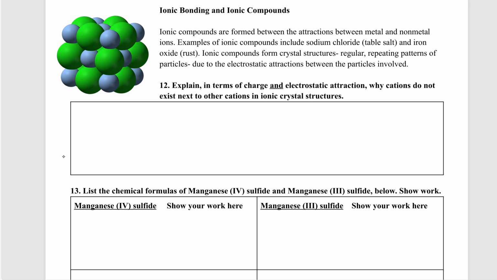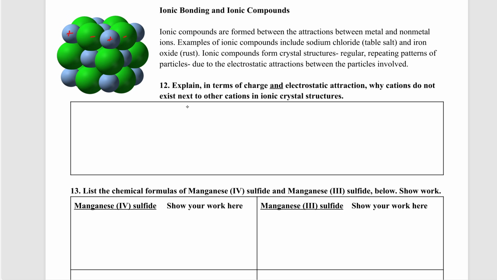All right, ionic bonding and ionic compounds. So we have a crystal structure shown here where the different cations and anions attract each other. They lay out like plus, minus, because the positive particles, the cations, will attract the negative particles, the anions.